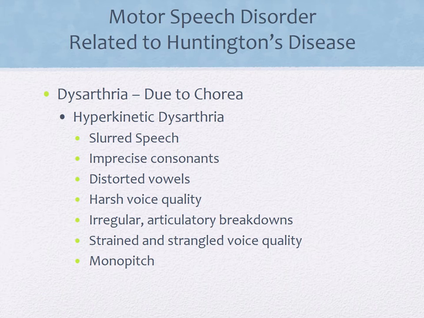The motor speech disorder related to Huntington's disease is hyperkinetic dysarthria, which is characterized by imprecise consonants, distorted vowels, harsh voice quality, irregular articulatory breakdowns, strained and strangled voice quality, and monopitch. And this concludes the end of my presentation on Huntington's disease.